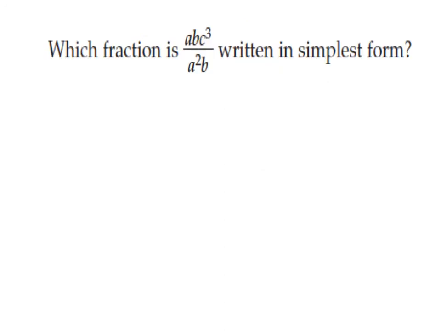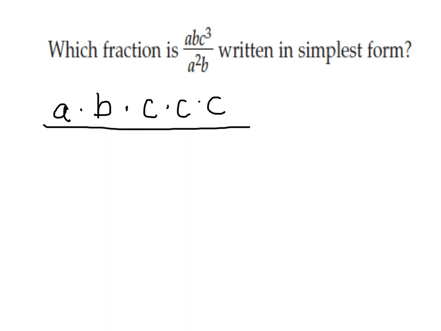Let's try that again. This time we have a times b times c cubed over a squared times b. So I'm going to factorize the top, or the numerator. So I have a times b times c times c times c over, and the denominator is a times a times b. Now that I put these in prime factorization, I can examine the top and the bottom and see if there's anything I can cancel out.